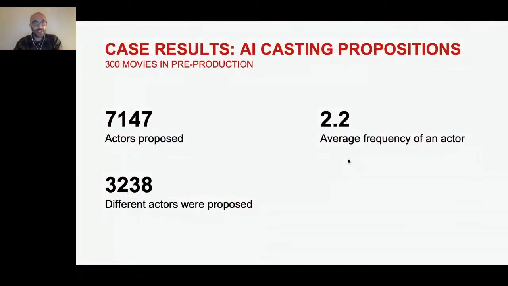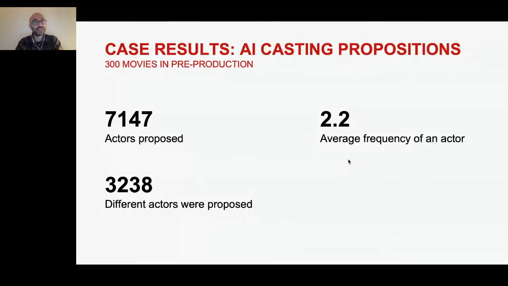So firstly, providing the opportunities to a wider range of actors. For this, as I mentioned, we have a case study. Here you see this is the result coming directly from our platform.